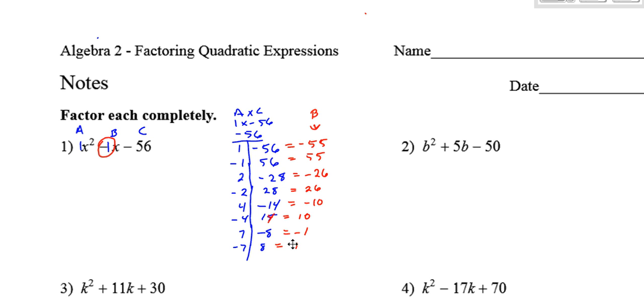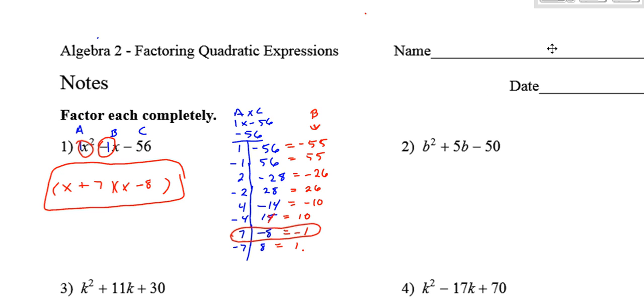So these would be all the b possibilities. Well, the only one that combines to a negative 1 is this combination of numbers right here. So the final step in writing your answer is you take your x's and you split those to be x and x, and then you put a plus 7 and a negative 8, and then that is your final answer.